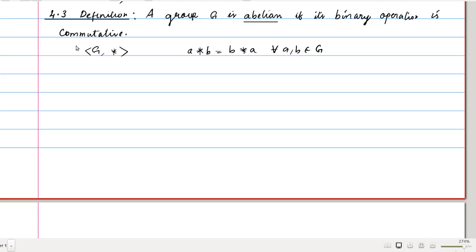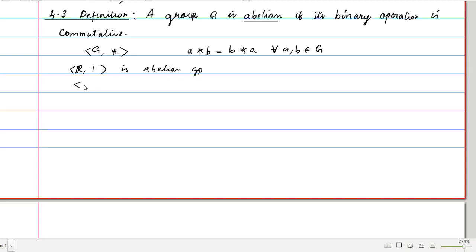We already discussed the commutative property of a binary operation. So in a group, apart from the axioms of a group, if the group satisfies the commutativity of that binary operation, we call that group an abelian group. For example, we can take R plus itself. R plus is an abelian group because we have already seen that this is a group, and A plus B is equal to B plus A for every A, B. So this is an example of an abelian group.